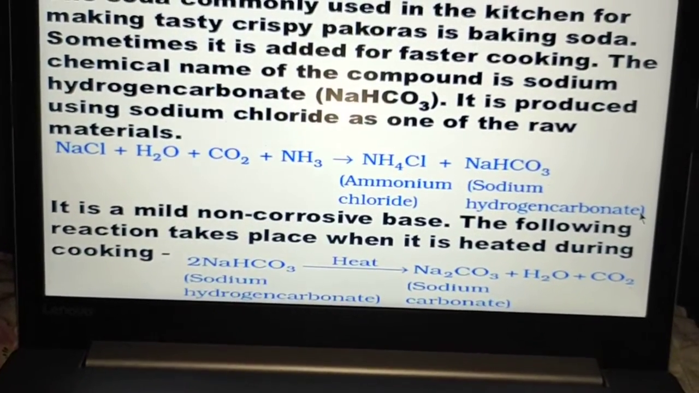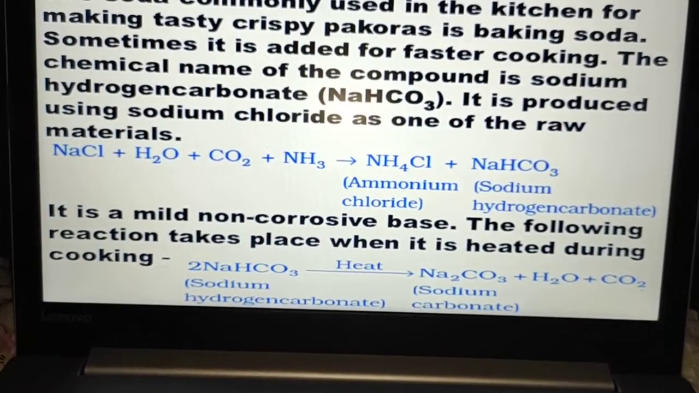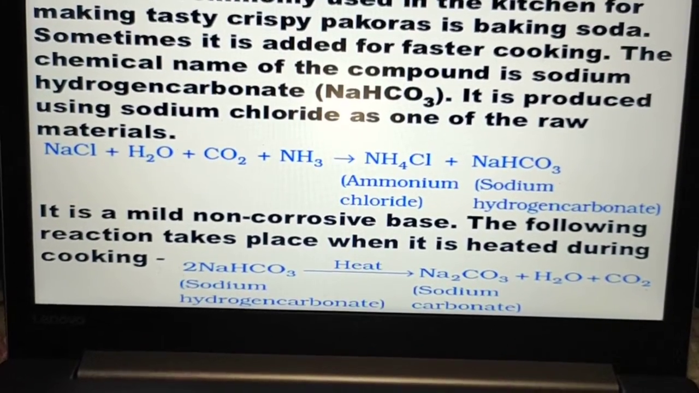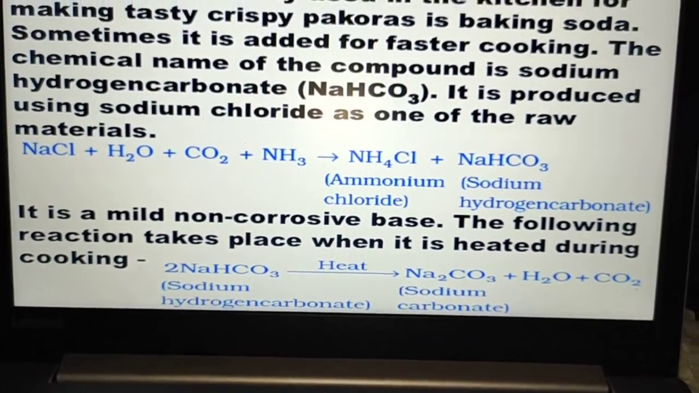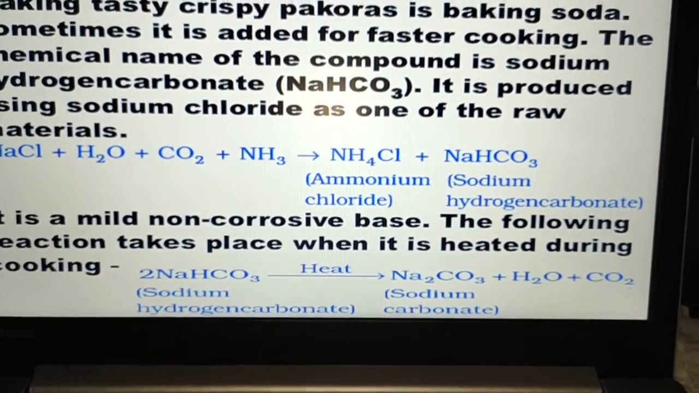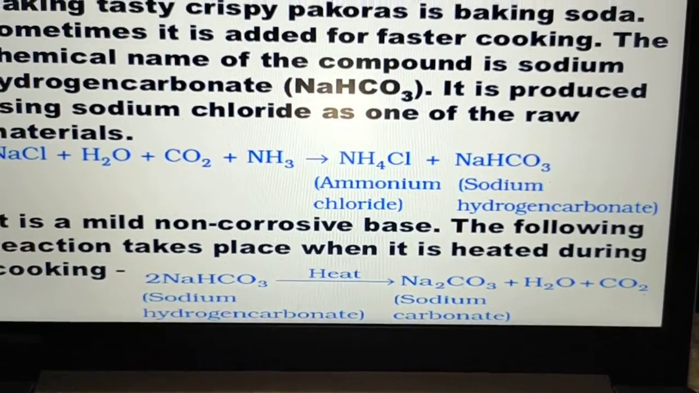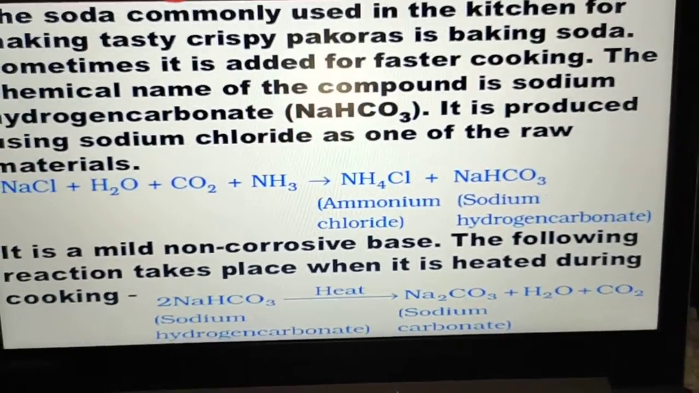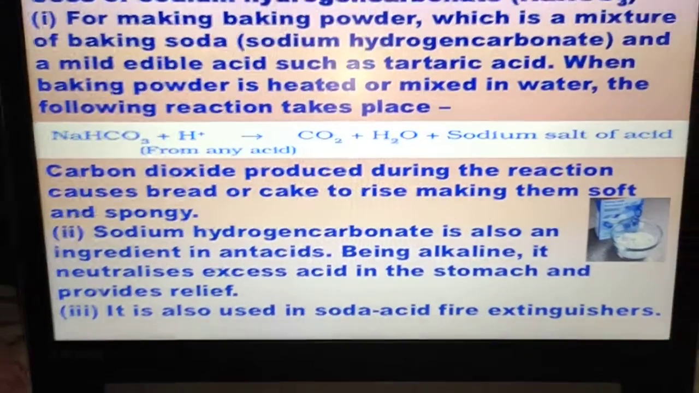It is a mild, non-corrosive base, and the following reaction takes place when it is heated during cooking. So 2NaHCO3, which is your sodium hydrogen carbonate, when heated, becomes Na2CO3 plus H2O plus CO2. These are the two reactions related to baking soda.